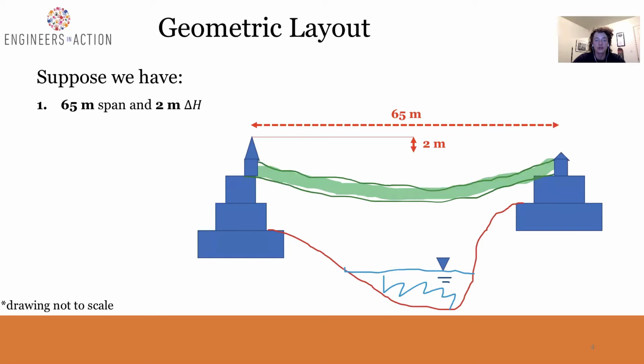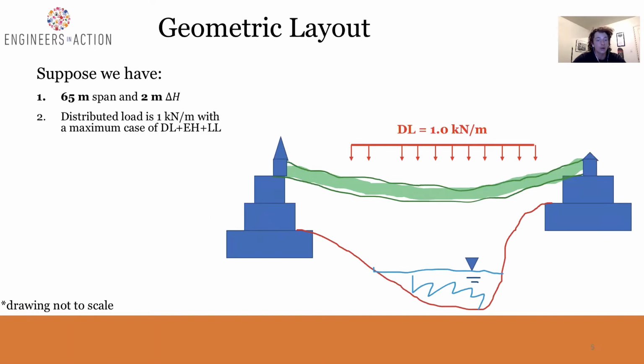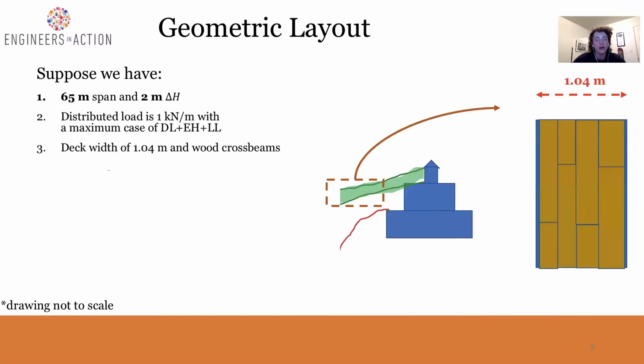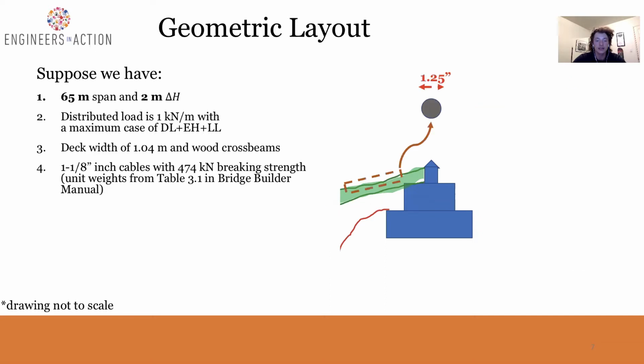From the mock review called deliverable, let's take the 65-meter span and 2-meter delta H bridge and assume distributed load is 1 kilonewtons per meter at its maximum case of dead load plus live load and soil pressure. And we'll also assume a deck width of 1.04 meters with wooden crossbeams. Remember, this means a minimum of 5 total cables. And finally, 1 1/8 inch cables with a 474 kilonewton breaking strength. You can find the unit weight for these cables in the Bridge Builder Manual in Table 3.1.